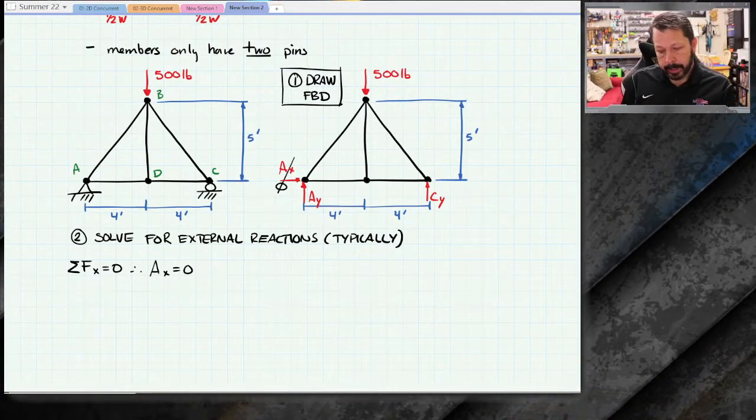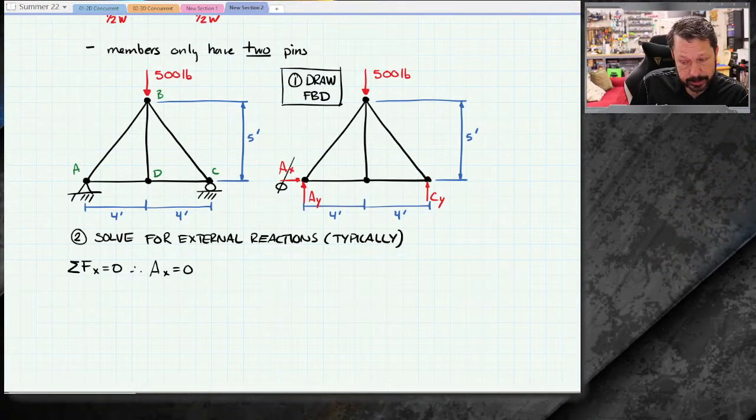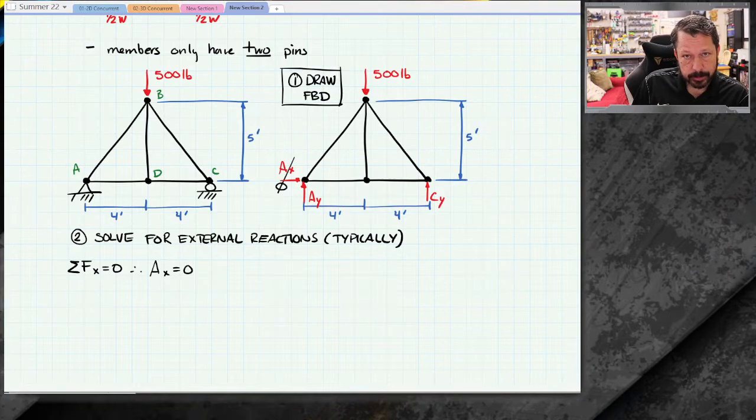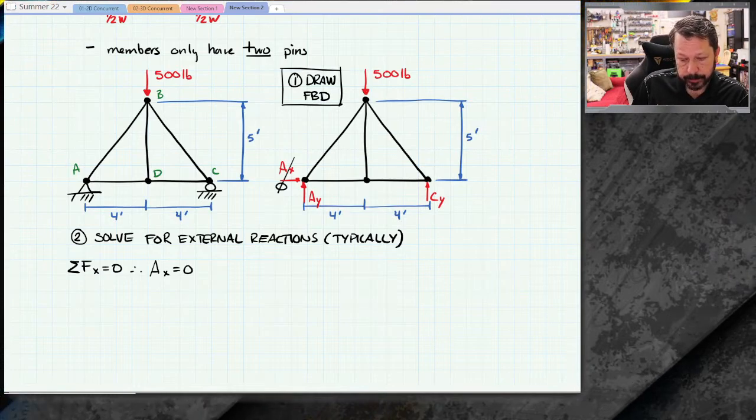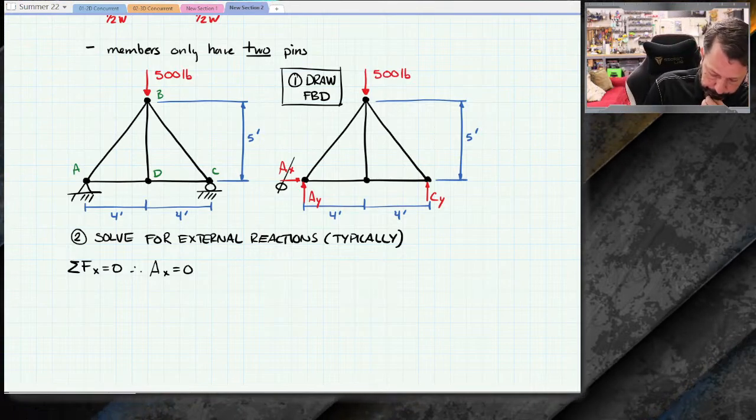If I write the y equation, I'll get AY plus CY equals 500. This is another one of those cases where everything's symmetric, so I know that CY is 250 and AY is 250, but I'm going to write the equation for practice.